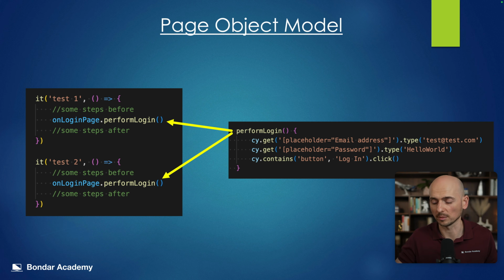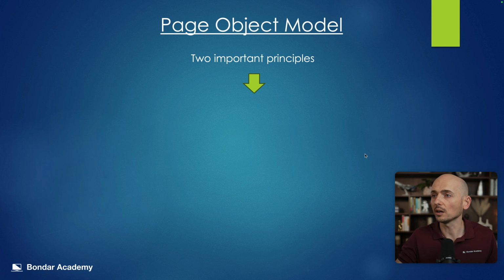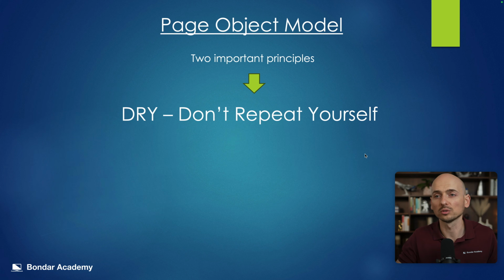So that's the core concept. Moving on. There are 2 important principles when you design the page objects that you have to follow. Principle number 1 is called DRY, which is an acronym for don't repeat yourself. That means that if you are copy pasting some of your code more than 3 times, you probably need to stop there and think how you can create a reusable method or function that can be used in your test instead of copy pasting this code.